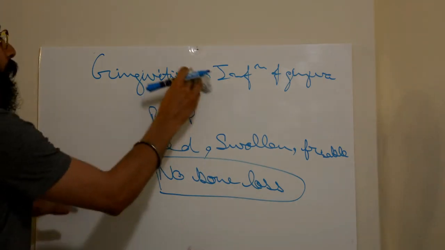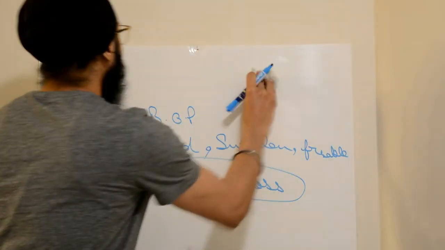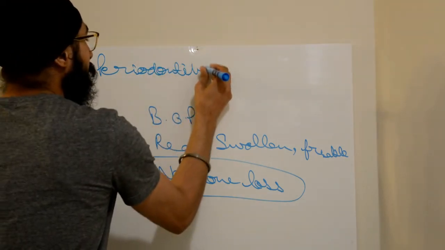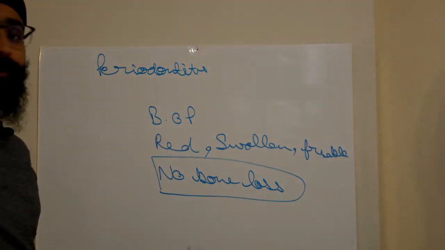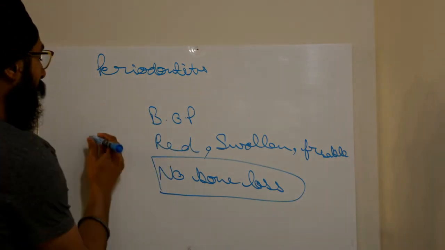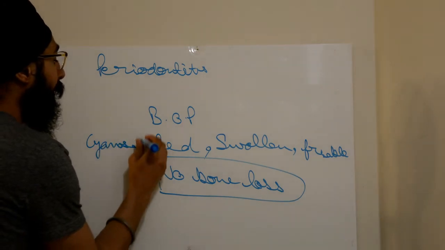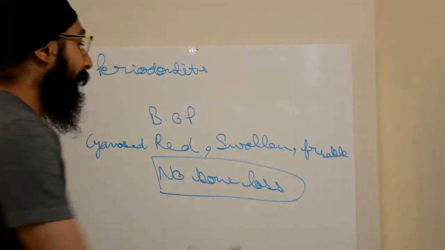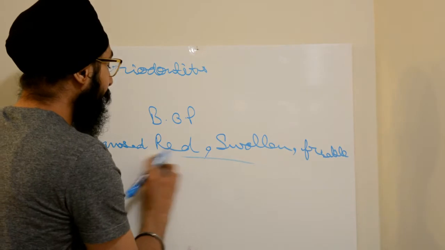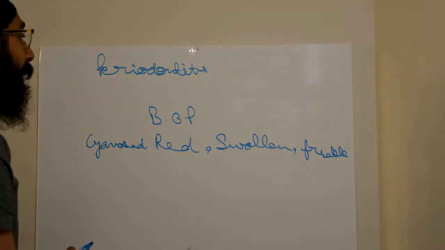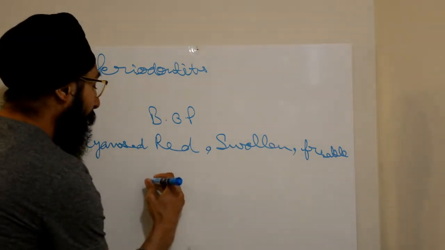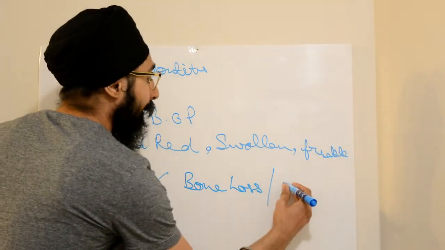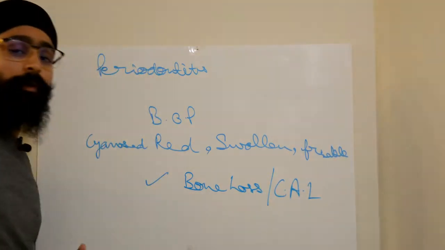But periodontitis occurs when the disease continues to progress. Then bleeding on probing is there, the gums may become red, or it may even become cyanosed or bluish red in color, they may become swollen, they may become friable, and the main feature that differentiates gingivitis from periodontitis is presence of bone loss, or in other terms we may call it presence of clinical attachment loss.